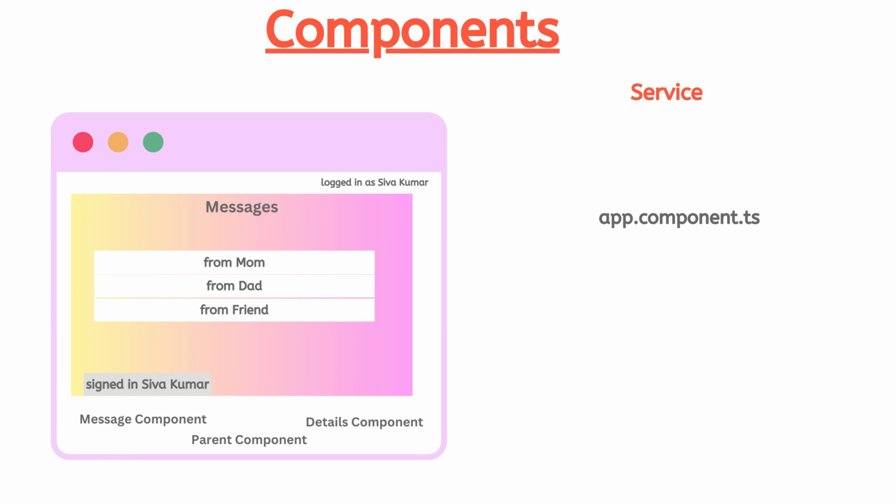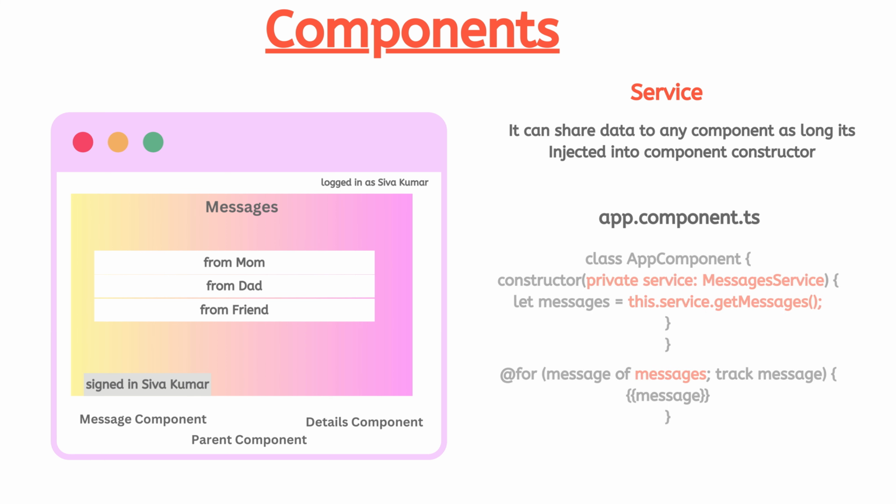The last one is using a service. For the previous three ways of sharing data that we discussed, there should be a relation, like parent to child or child to parent, to get hold of the data. But if there is no relation between two components, for that type of scenario you have to go for the service. A service can be injected into any component constructor. So to use the service, we need to inject it into the constructor.